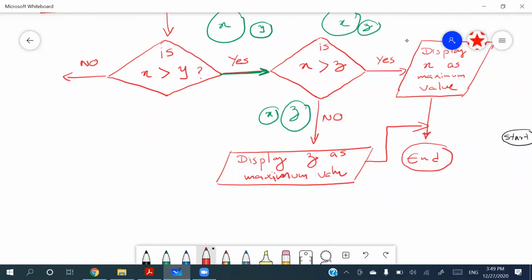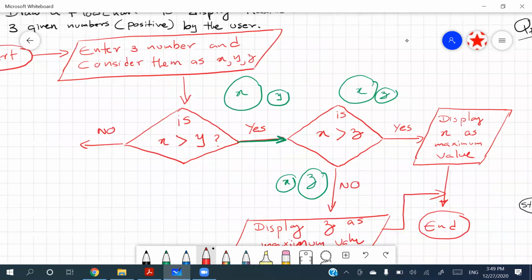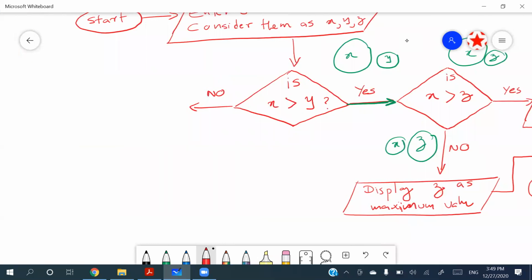So we just talked about starting, taking 3 numbers and comparing X larger than Y. In the yes part, X is the bigger one, then X larger than Z. If it is yes, X is the largest. If it is no, Z is the largest. Now, if we are going on the no part, that means Y is greater than X, right? If you go on this path, Y is greater than X. Then you have to check, is Y greater than Z or not.